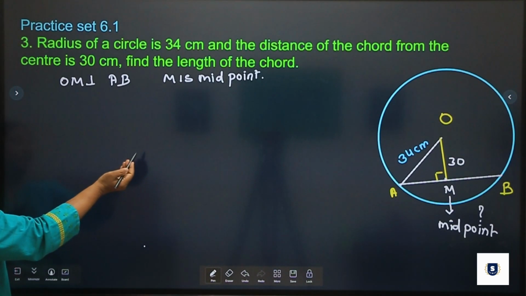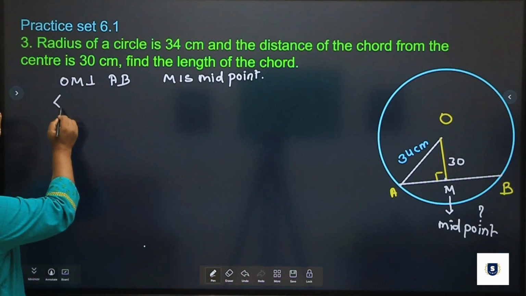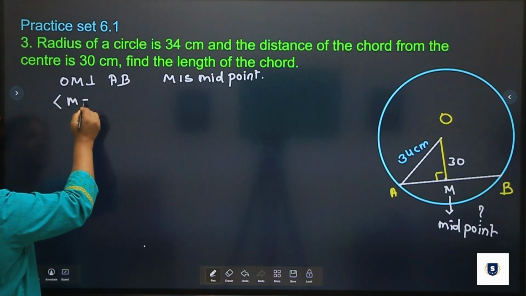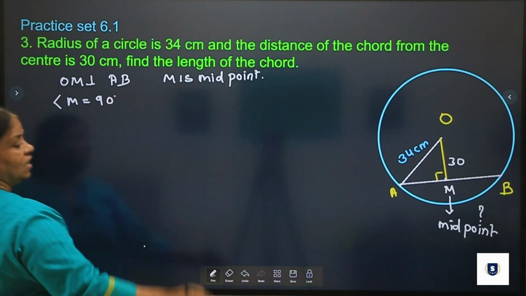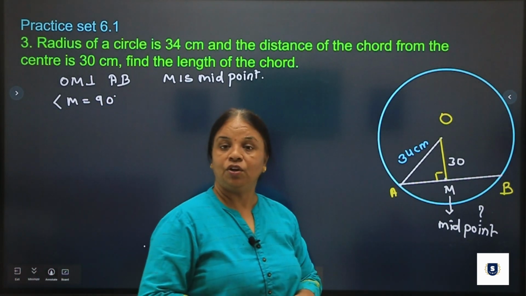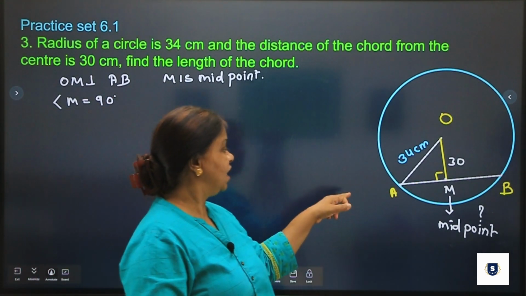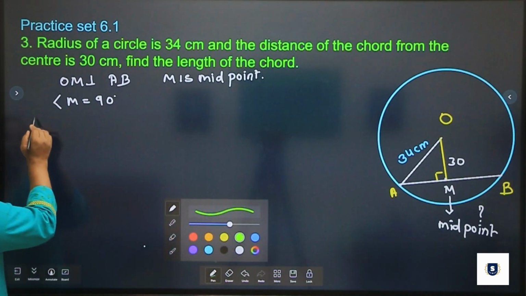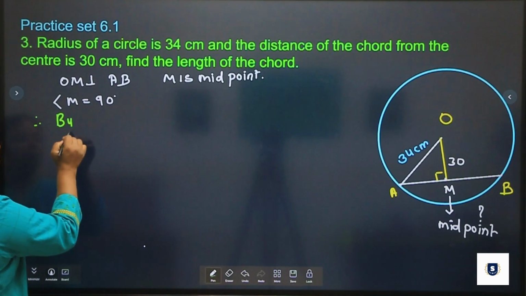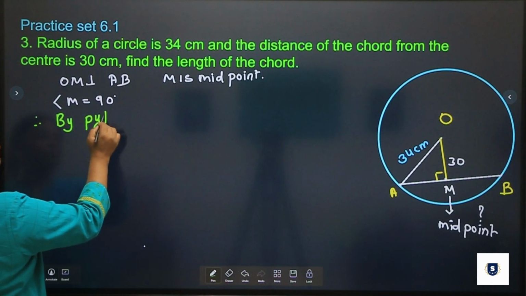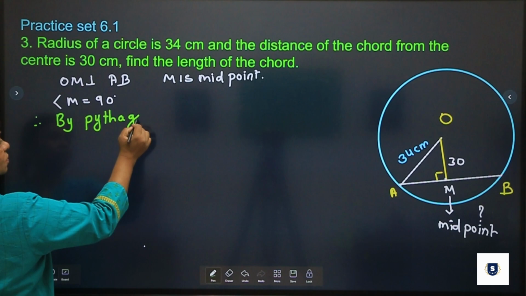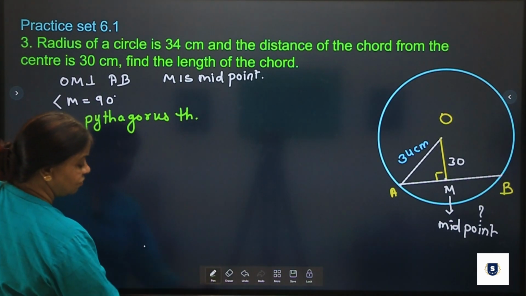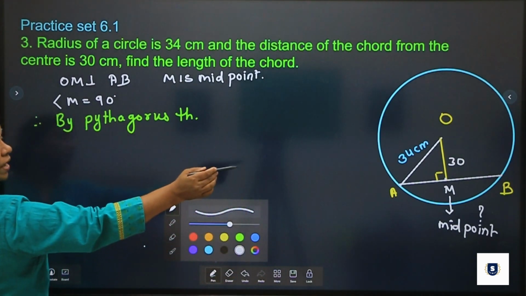So therefore we can say angle M is equal to 90 degree. If angle M is 90 degree, we can use Pythagoras theorem in this triangle AMO. Therefore, by Pythagoras theorem, in which triangle? In triangle OAM.